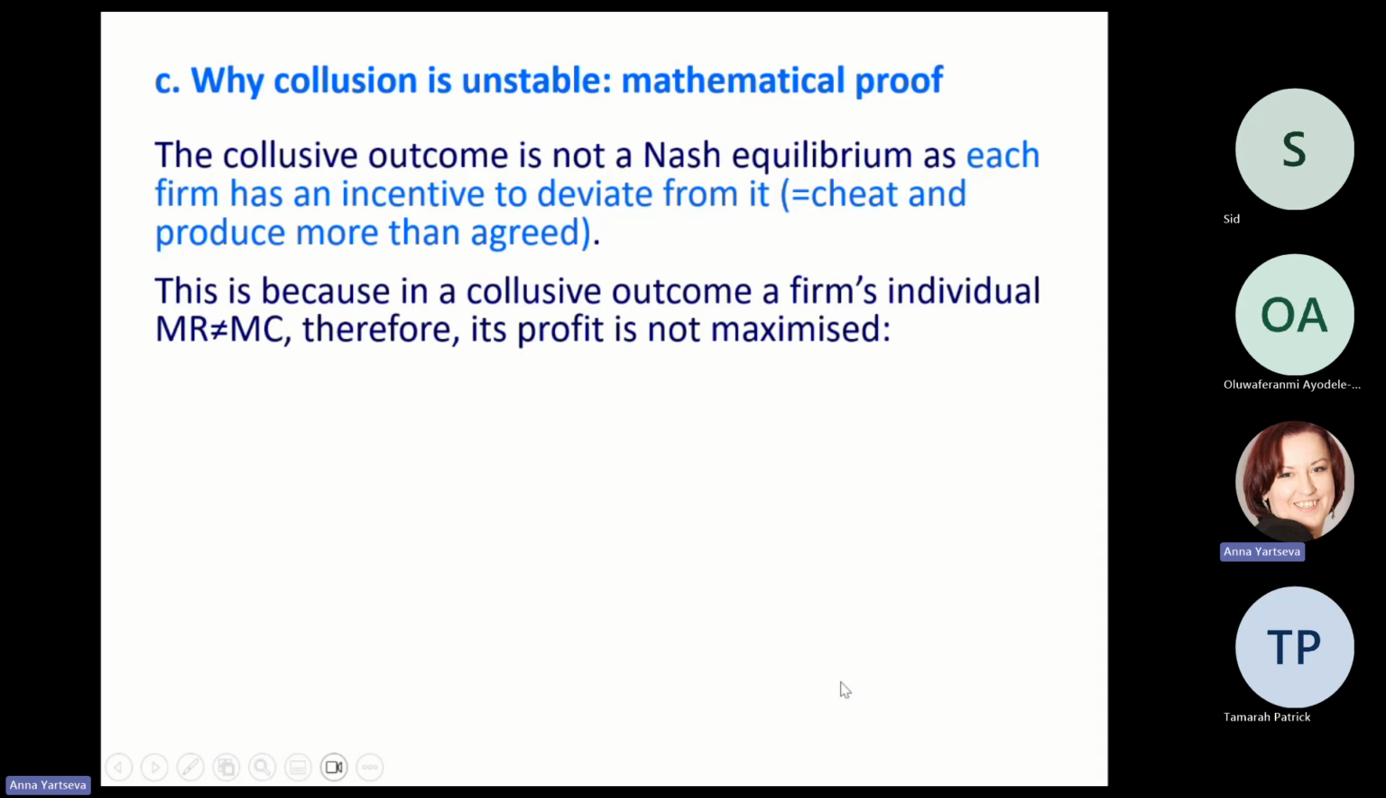Okay, why is collusion unstable? We've shown it in a graph. Because in a graph, I've demonstrated that collusive equilibrium is outside the firm's reaction function. They are not on individual reaction function, and as a result, their profit is not maximized. So firm 1 has this reaction function. Firm 2 has this reaction function. This is quantity for company A. This is quantity for company B.